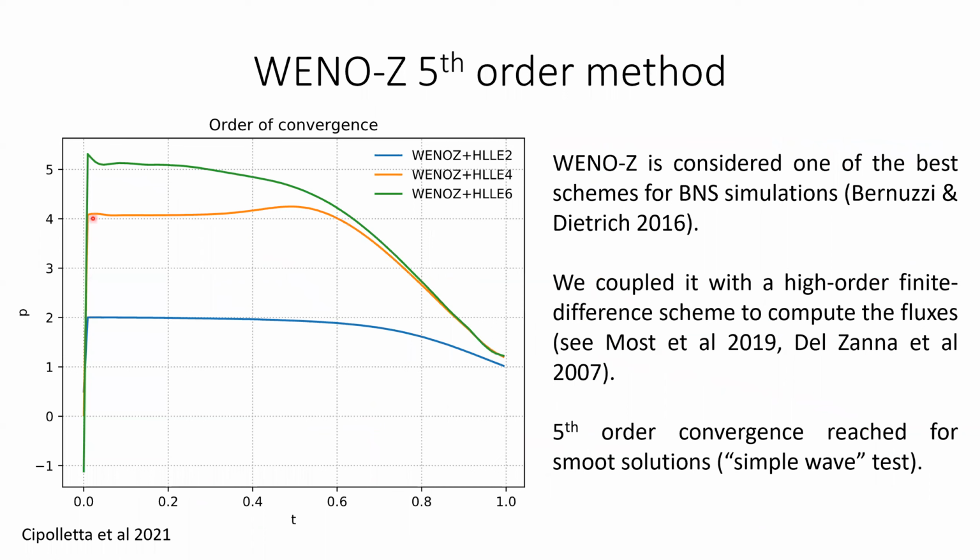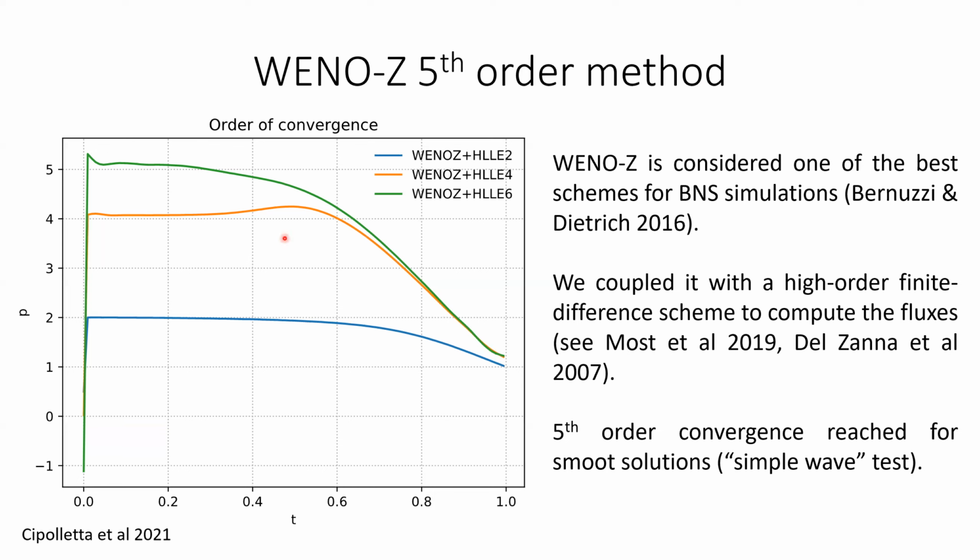This is another picture I'd like to show, that the code can reach fifth order convergence. This was due to the work of Beatrice Giudici, who implemented WENO-Z reconstruction, which is a fifth order reconstruction, coupled with a high order finite difference scheme to compute the fluxes, which is something that is implemented in other codes. For example, it was implemented in the ECHO code by Zanna and collaborators. It's also used in a modified version of IllinoisGRMHD by Elias Most and collaborators. The implementation at the moment regards only the hydrodynamic quantities, not the MHD quantities. So fifth order convergence is reached only in the absence of magnetic field.